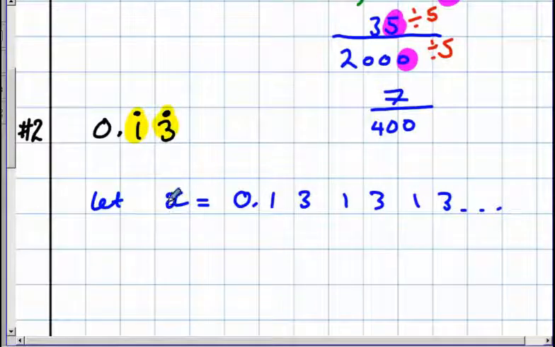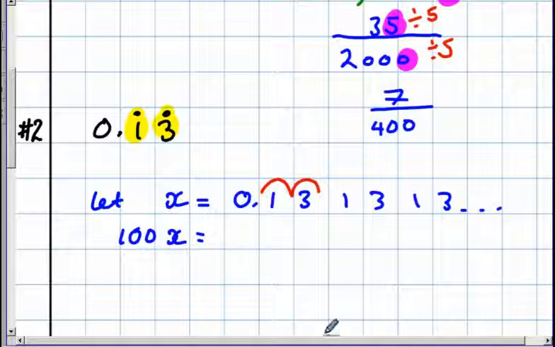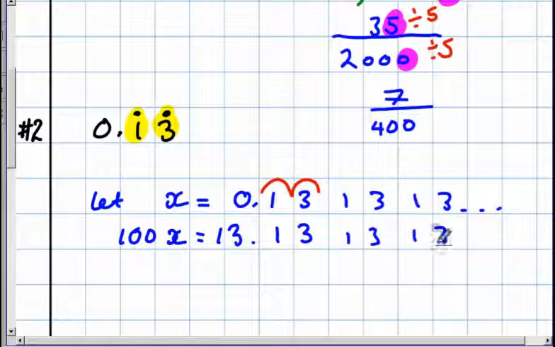So what I'm going to do is I'm going to work out what 100x is. Now when you multiply by 10 or 100 or 1,000 and you've got decimals, it's easy. You just move the decimal point the same number of places as the zeros. So 100x is 13.13 recurring. And this is the elegance of this. Watch what I do to get rid of all these infinite string of 13s. I'm going to take this away from that.